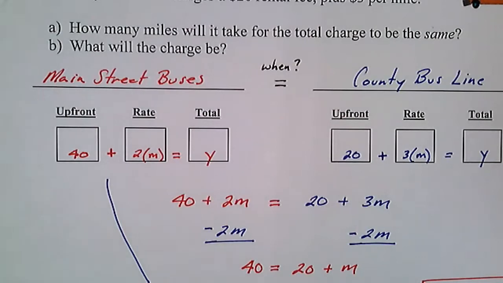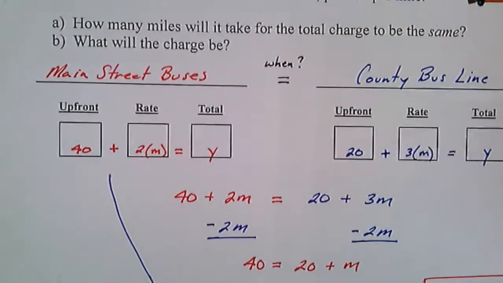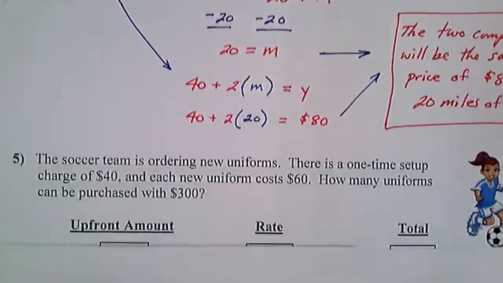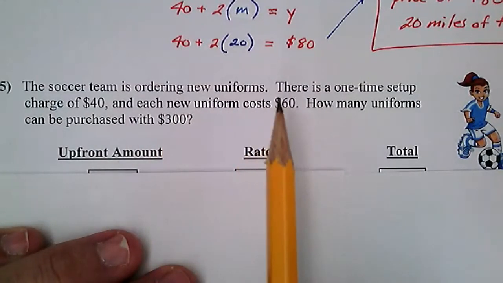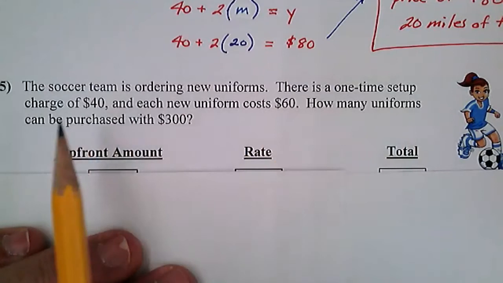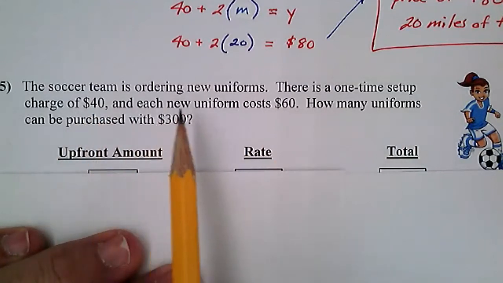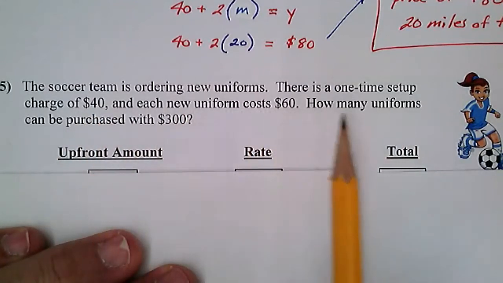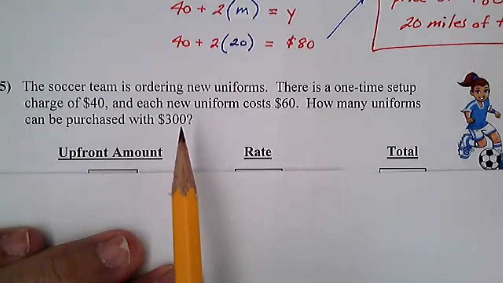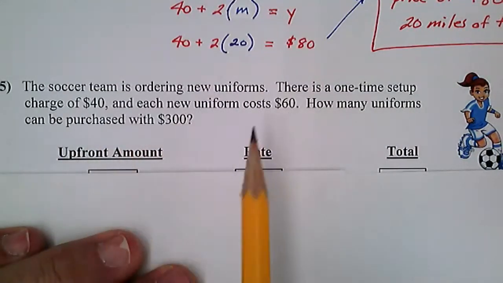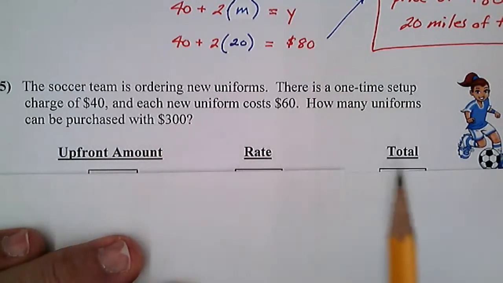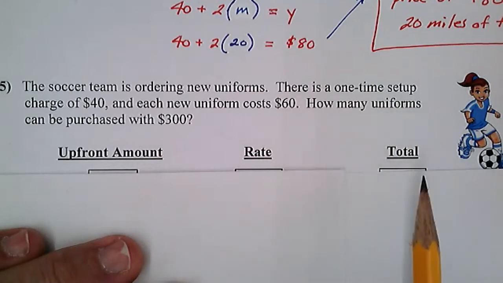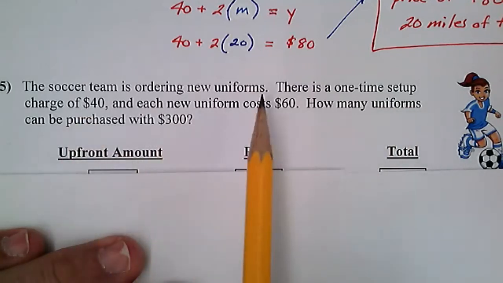So now you've got 3 more problems to do. So you've got this problem right here. The soccer team is ordering new uniforms. There is a one-time setup charge of $40, and each new uniform costs $60. How many uniforms can be purchased with $300? So you're going to have to think through what's the upfront amount, what's the rate, and then what's the total that we have to work with. Okay, so there's 3 separate numbers there.